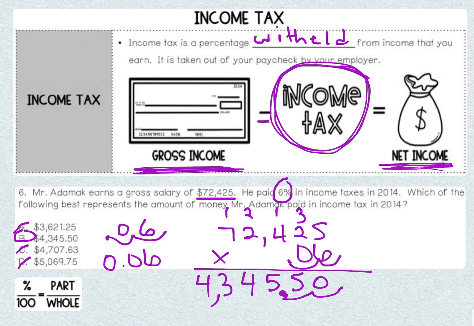So you're going to be practicing some problems calculating income tax or sales tax. Remember that you can use this strategy of moving the decimal 2 places to the left, changing your percent to a decimal by dividing by 100, or you can always use your percent proportion if you like that strategy better.